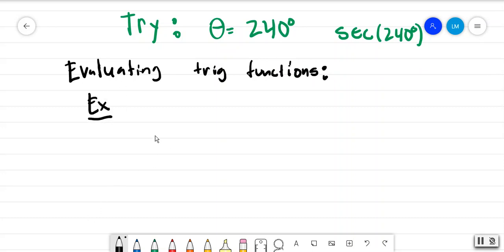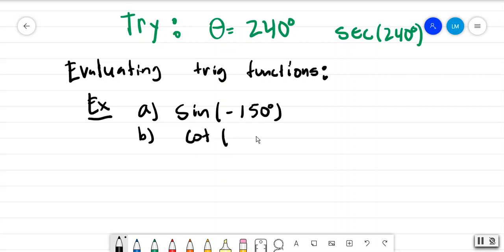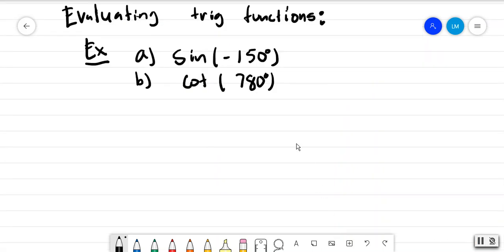Okay, so let's say that we have sine of negative 150. Let's say that we have a cotangent of, let's see, yeah, this is 780. Let me scroll up. Okay, no, that was 870. So from here, we know that we can basically evaluate these respectively.